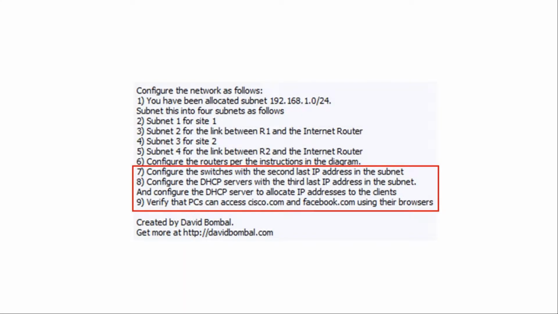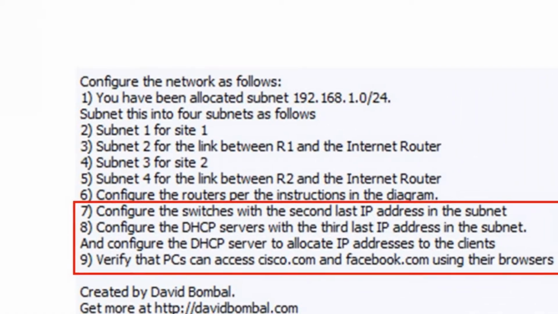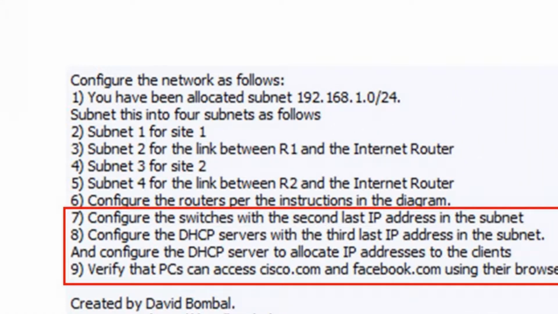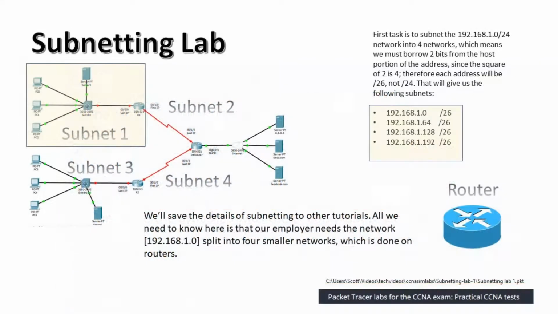Now, the first thing we're going to do, we see a list here of 9 basic steps. It's actually fewer than that, and we'll run through it here real quick. We'll configure the network as follows. You have been allocated a subnet of 192.168.1.0/24. Now, you need to break that network into 4 subnets. Subnet 1 is for site 1, subnet 2 is for the link between router 1 and the internet router, subnet 3 is for site 2, subnet 4 for the link between router 2 and the internet router.